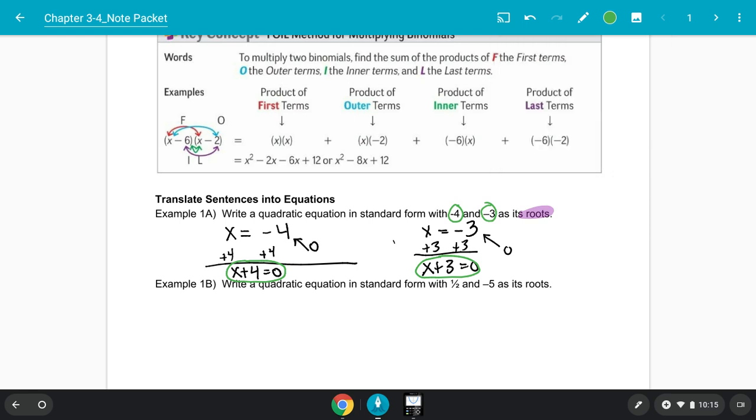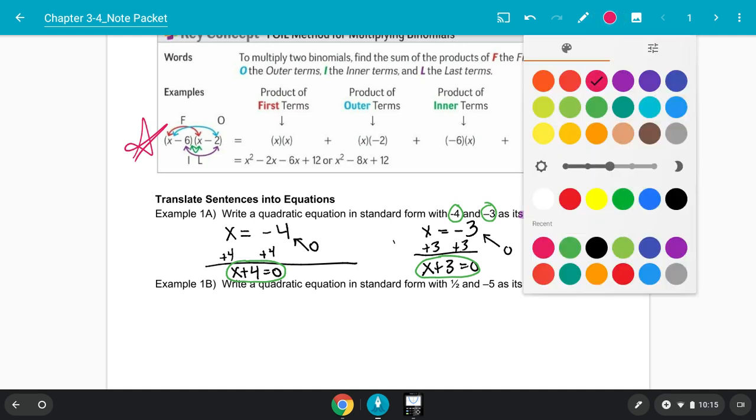I'm going to show you guys, there's this FOIL method, but the shortcut is to... sorry, I'm trying to choose a color here.